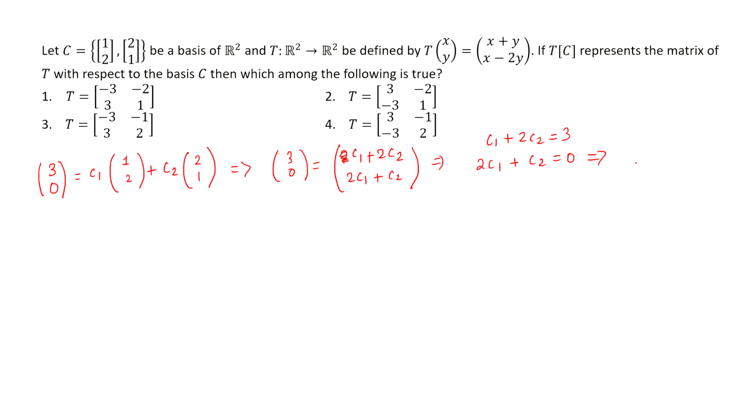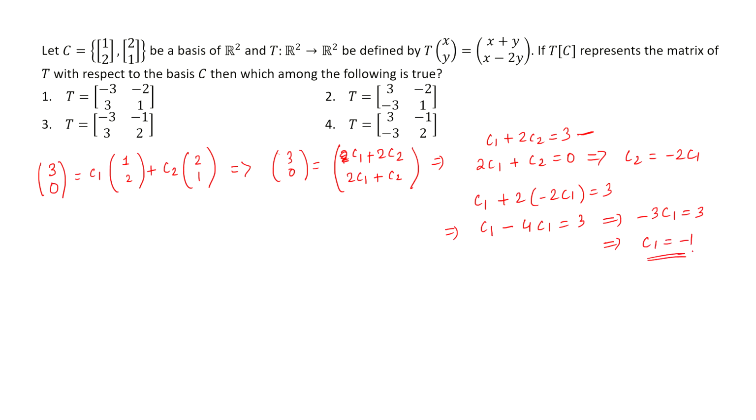From the second equation we have C2 = −2C1, and substituting this value of C2 in the first equation we have C1 + 2(−2C1) = 3. That gives C1 − 4C1 = 3, which gives −3C1 = 3, and hence C1 = −1. Hence C2 = −2·(−1) = 2. So the coordinate representation of (3,0) with respect to the basis C is (−1, 2).